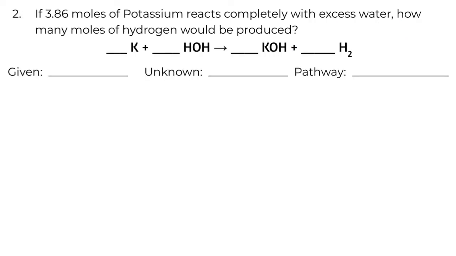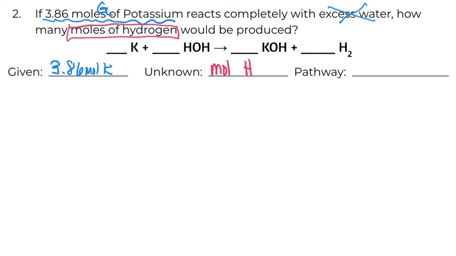Taking a look at one more problem using our mole ratio. If 3.86 moles of potassium reacts completely with excess water, how many moles of hydrogen would be produced? So we can see here we have 3.86 moles of potassium. That's my given. Reacts completely with excess water, so that's just extra information we don't need. How many moles of hydrogen? So my unknown here is my moles of hydrogen. So my given is 3.86 moles of K. My unknown is my moles of hydrogen, so I'm going to write in moles of hydrogen. So I see here I am going to go from moles of my known to moles of my unknown.